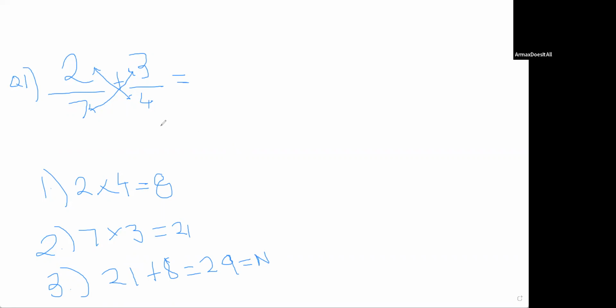So now to find the denominator, very simple. We're going to take the denominator of any of the numbers, so this number, and we're going to times it by the directly opposite denominator. So for our fourth step, we're doing 7 times 4, which is equal to 28. And this is equal to our denominator, which I'm going to label as d.